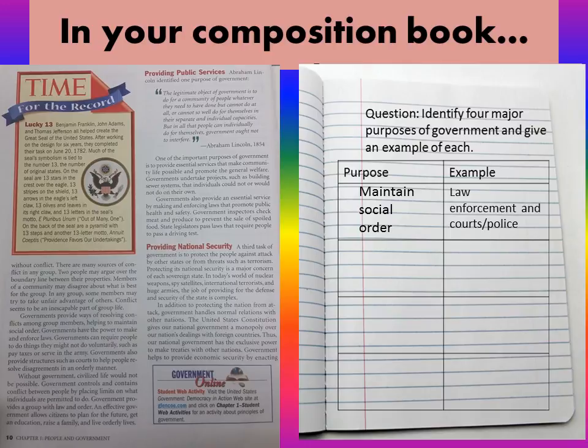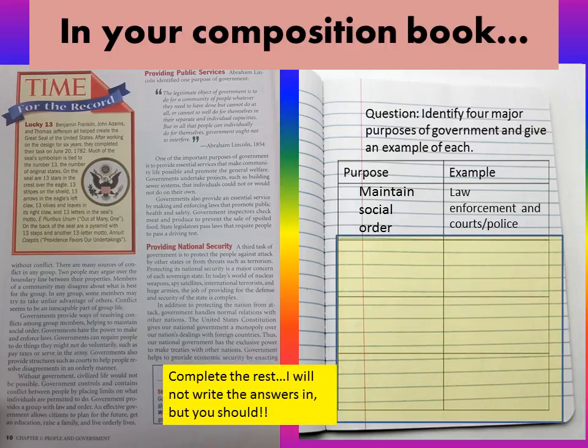Okay. Now, you're going to need to do the rest of this part by yourself. These 6, you need to skim through: providing public services, providing national security. Those go in your boxes, but you need to find examples.